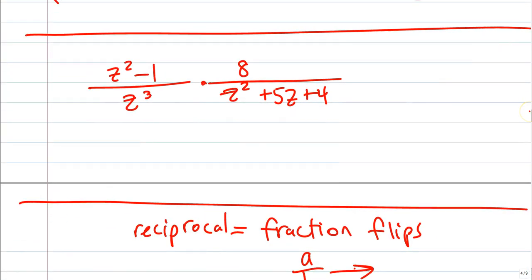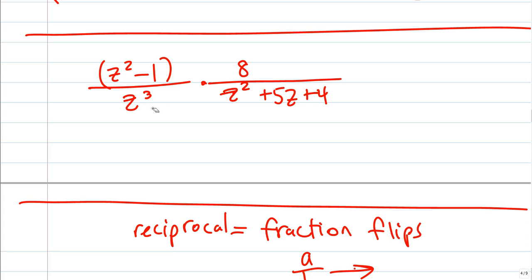(z squared minus 1) over z to the third, times 8 over (z squared plus 5z plus 4). Let's deal with this again. Do not cancel out these z's. It is so tempting. You're like, I got 2, I got 3, boom, boom. Don't do that, because that z squared minus 1 is stuck in a group. And that z to the third literally just means z times z times z, so don't do that.